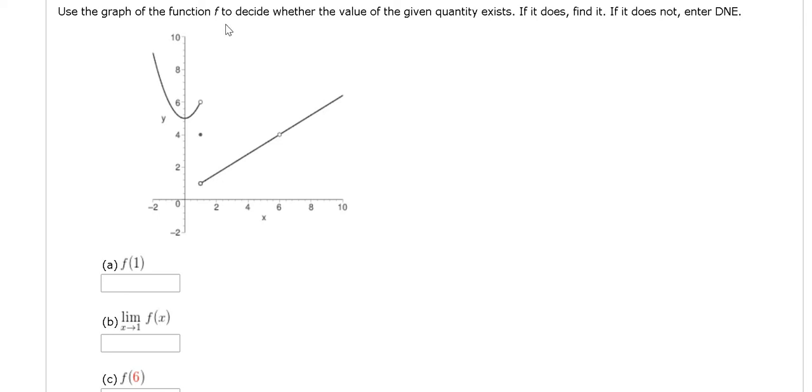Use the graph of the function f to decide whether the value of the given quantity exists. If it does, find it. If it does not, enter D and E.